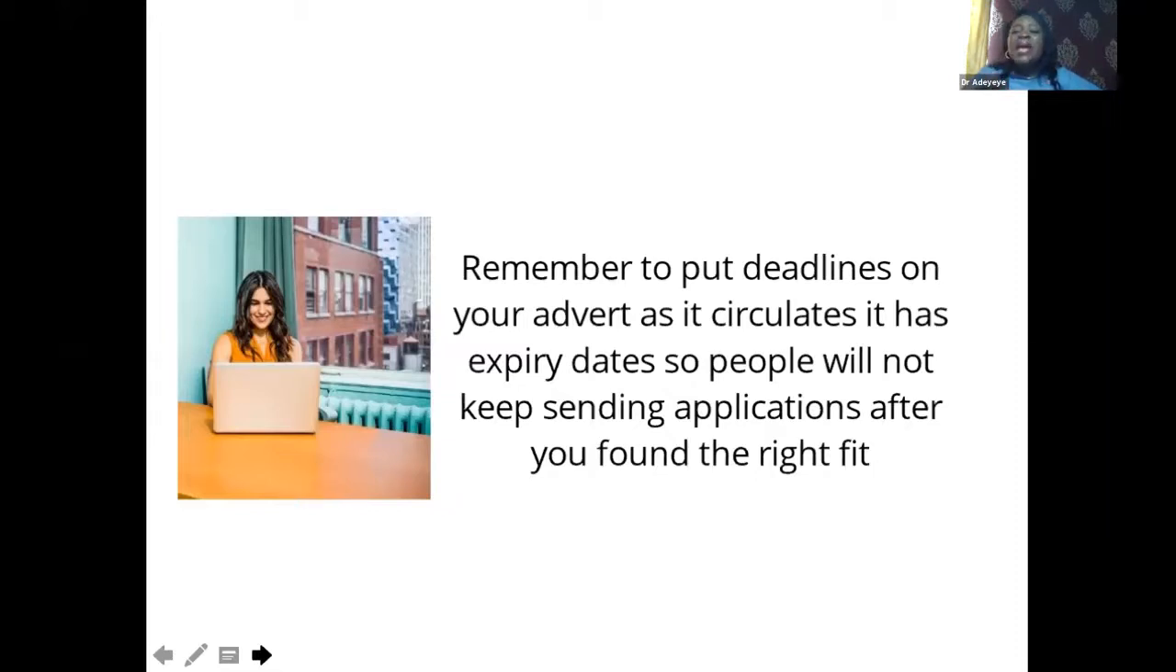So please, anytime you are putting adverts out there, put a deadline date there. If you don't find the right fit by the deadline, create another deadline so that you will not continue to receive applications for vacancies that you already found someone, or people, who were fit for these slots or vacancies.